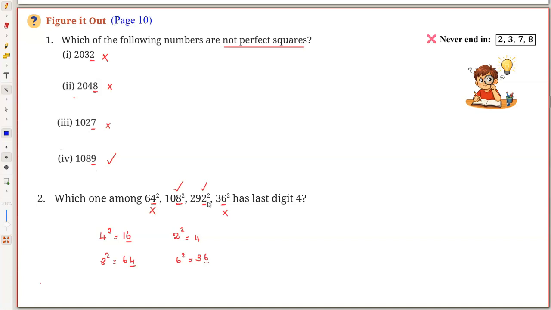Next, which among these has the last digit as 4? Last digit as 4 means the unit digit is 4, they are asking. We need not multiply 64 into 64. Just take the last digit, square it and check. 4 square is 16, ending with 6, not 4. No. 8 square is 64, ending with 4. Yes. Now 2 square is 4, ending with 4. So only these two have the unit digit 4.